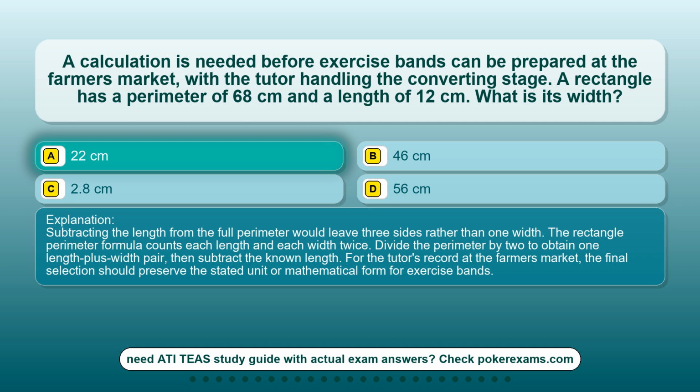Subtracting the length from the full perimeter would leave 3 sides rather than 1 width. The rectangle perimeter formula counts each length and each width twice. Divide the perimeter by 2 to obtain 1 length plus width pair, then subtract the known length. For the tutor's record at the farmer's market, the final selection should preserve the stated unit or mathematical form for exercise bands.